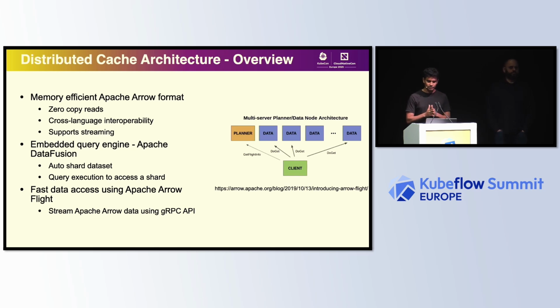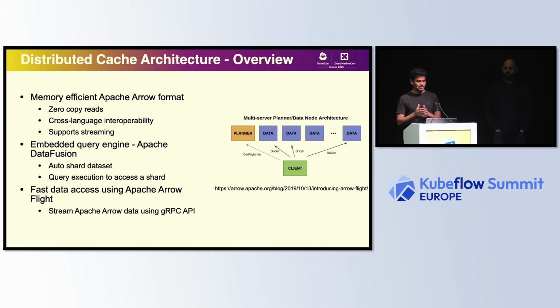And the architecture uses Apache DataFusion to shard the dataset and allow clients to query shards of Arrow data. DataFusion is an embedded query engine that uses the Arrow format and provides fast in-memory processing capabilities on columnar data. It is extensible by design and has several integrations with table and file formats like Parquet.